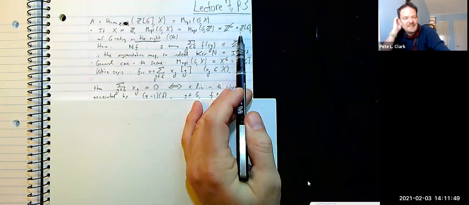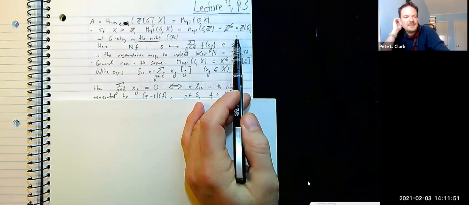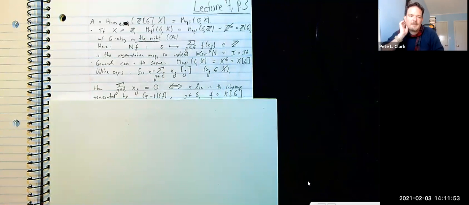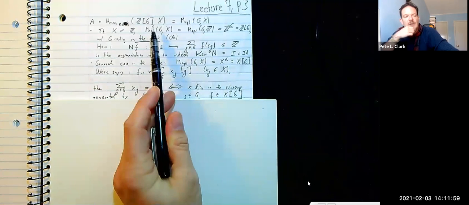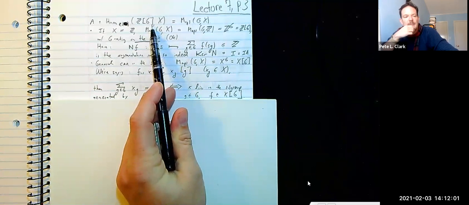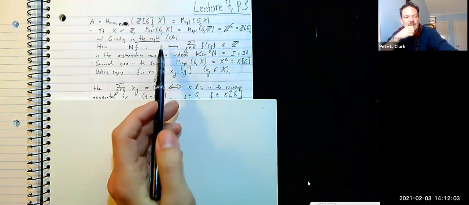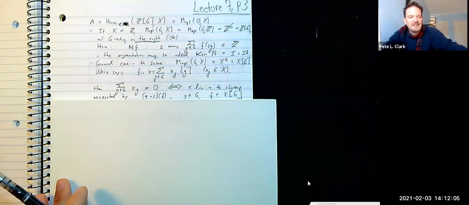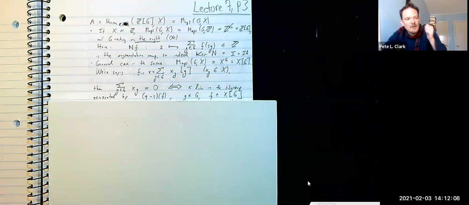What's the G action? The G action is on the right this time, if you just remember what the G action is on an induced module. So as a function, you act on the argument by right multiplication. So in this case we get ZG, where the G action is the right action instead of the left action. That doesn't bother us, right?